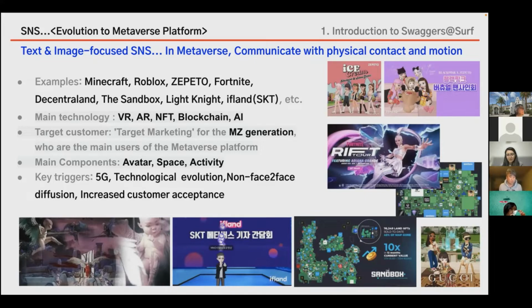Blackpink held a fan signing event at Zepeto, and Ariana Grande performed at Fortnite. The digital artwork shown in the lower left was made by Elon Musk's girlfriend and sold for 5.8 million with NFT technology. The main target customer for the metaverse is the MZ generation. The main components and key triggers of the metaverse are shown on the screen below.